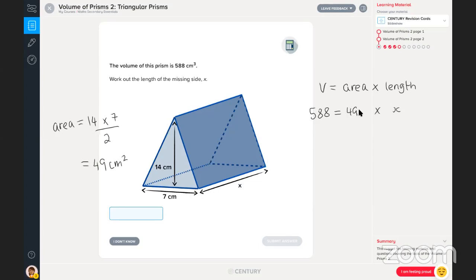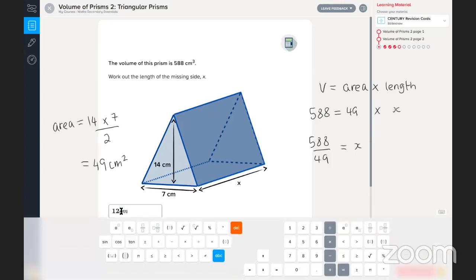But because I know 49 times this length X is equal to this number here, all I need to do is do the reverse. So I'm going to divide 588 by 49, and that will work out X. So I should get the answer X equals 12.